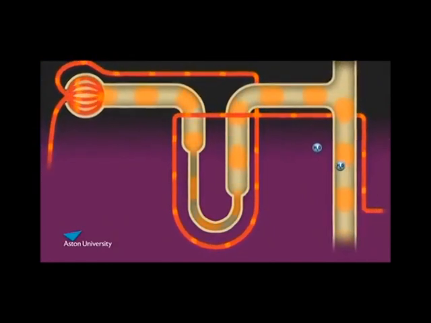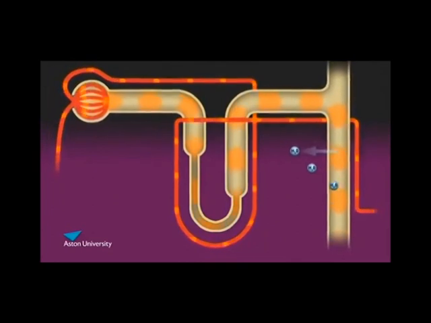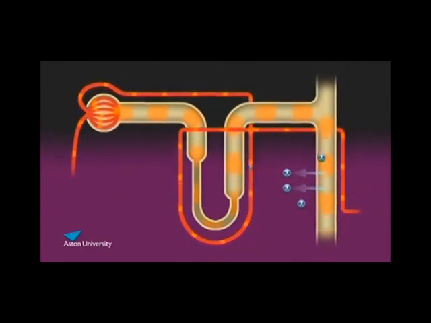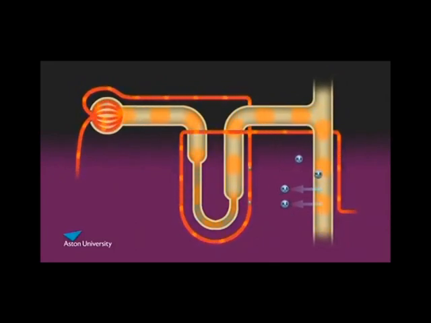ADH acts on the collecting duct to make it permeable to water, allowing water to move into the hyperosmotic medulla, where it is drawn up by the vasa recta and returned to the body.